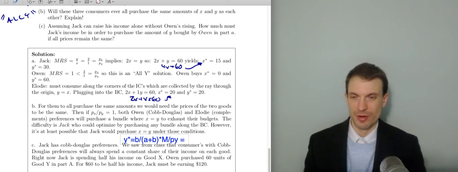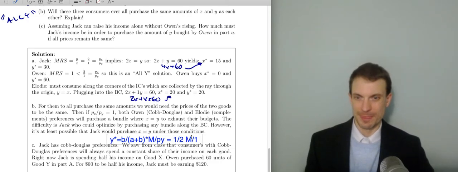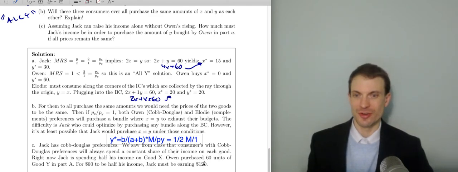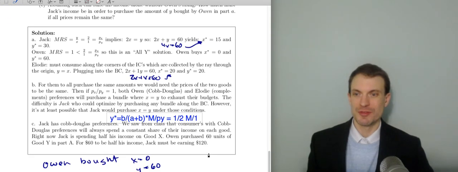Well, here alpha over alpha plus beta is 1 over 2, so it's 1/2. Income is m. And then what was py? Price of good y was 1. So given Jack's Cobb Douglas preferences, we're looking for what must Jack's income be such that 60 is half of it. It's got to be Jack's earning an income of 120.